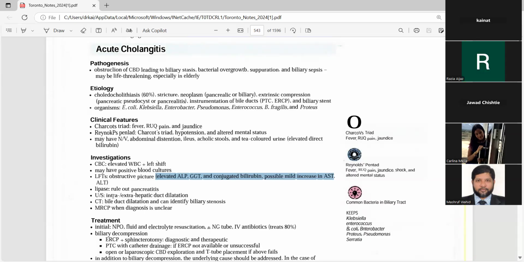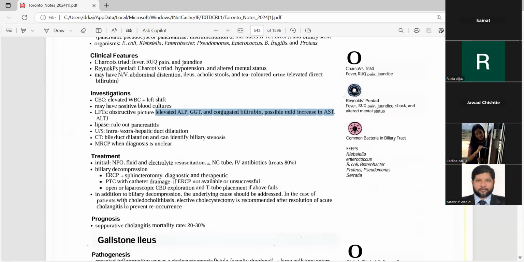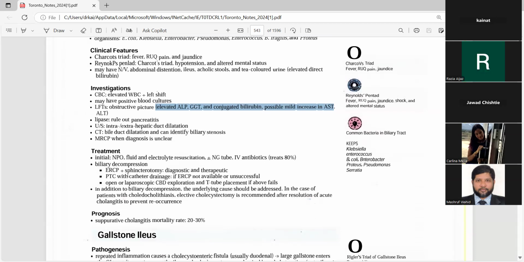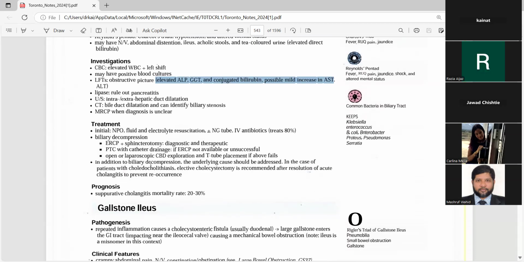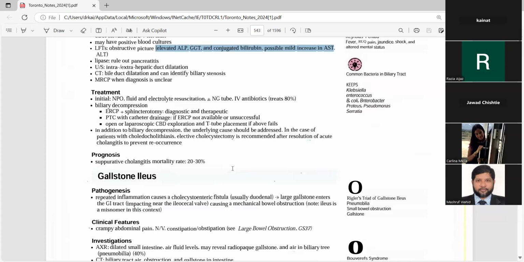Lipase to rule out pancreatitis, ultrasound, CT, MRCP. Initial NPO, biliary decompression with ERCP. And then in addition to the biliary decompression, the underlying cause should be addressed, in the case of a patient with choledocholithiasis, so that it doesn't recur.